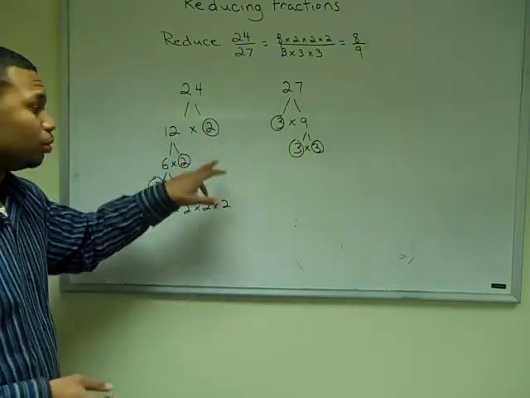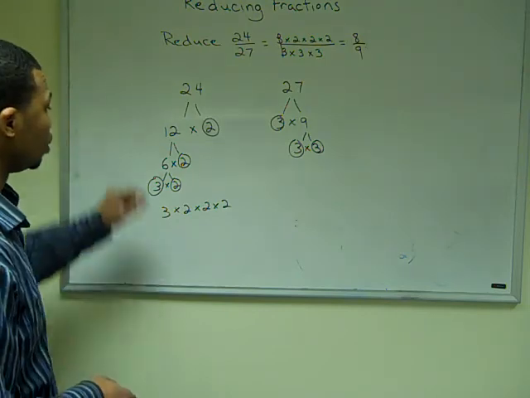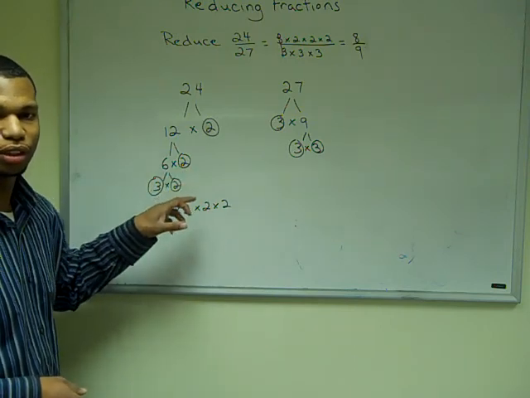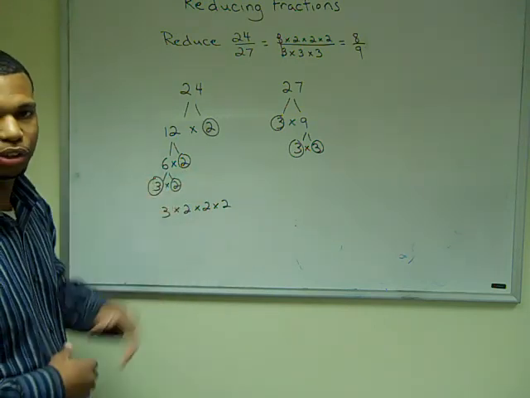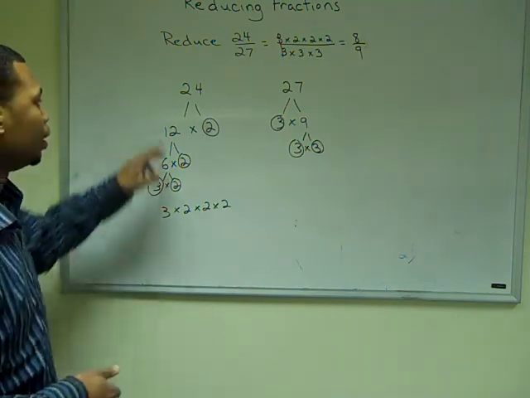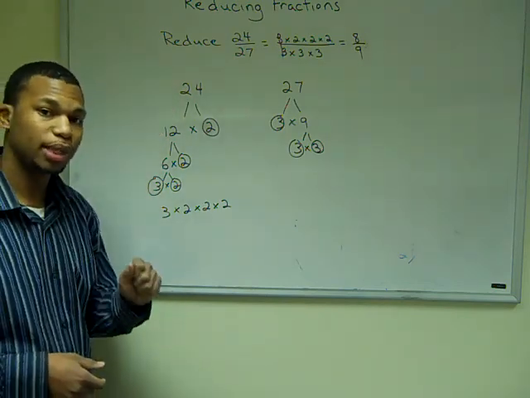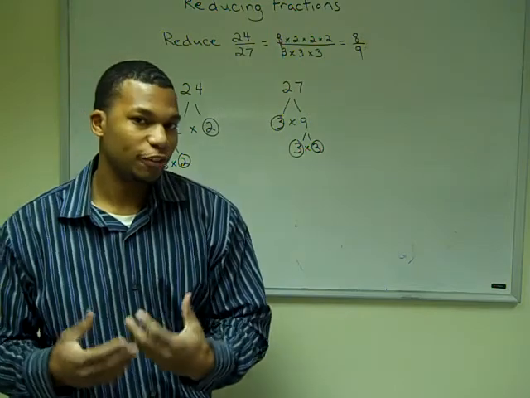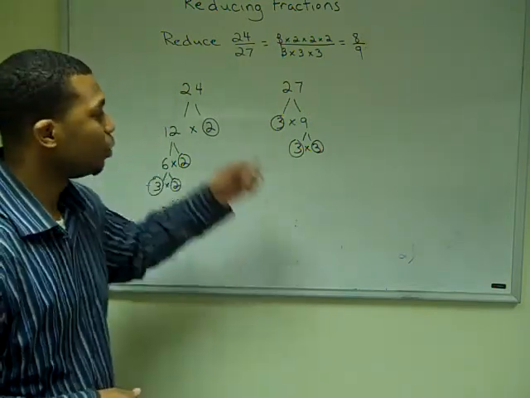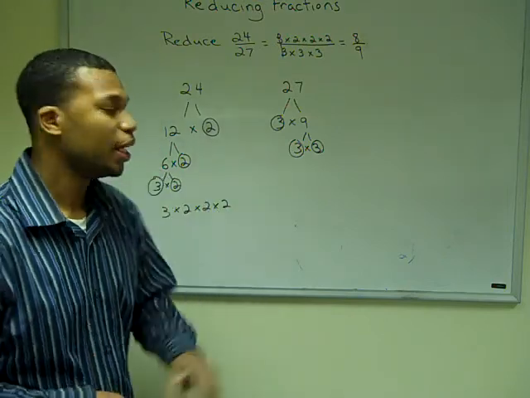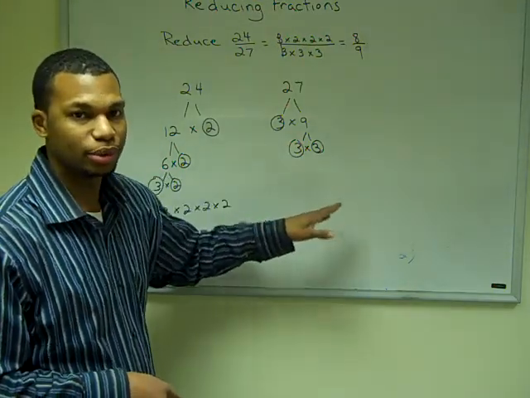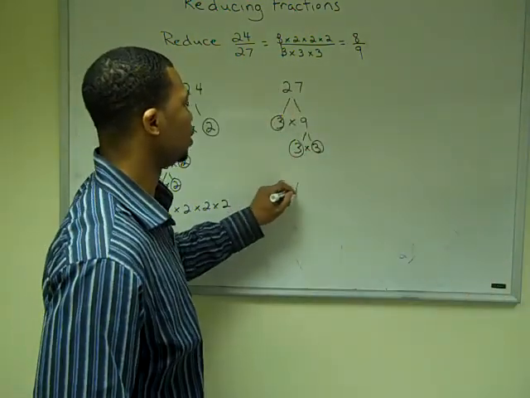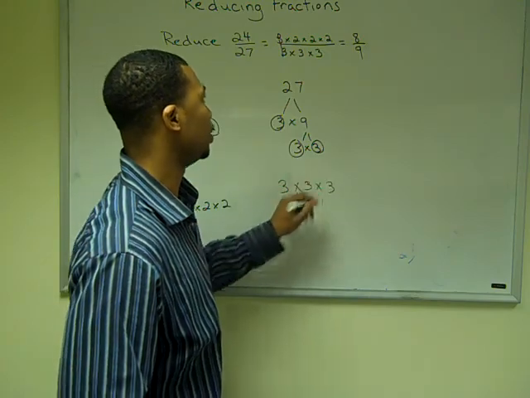So using 12 and 2, well, 2 is a prime number, so I'm going to circle it. 12 can be broken down into 6 times 2. 2 again is a prime number, so I'm going to circle it. 6 can be broken down into 3 times 2. So therefore, the prime factorization of 24 is 3 times 2 times 2 times 2. With 27, well, I chose the factors of 3 times 9. So since 3 is a prime number, I'm going to circle the 3. And with 9, I'm going to break down 9 to 3 times 3 and circle that. So my prime factorization of 27 is 3 times 3 times 3.